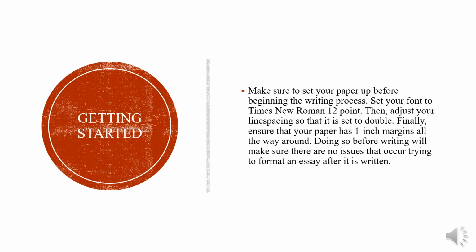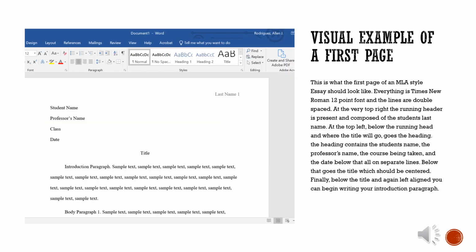Make sure to set your paper up before you begin the writing process. Set your font to Times New Roman 12-point font. Then, adjust your line spacing so that it is set to double. Finally, ensure that your paper has 1-inch margins all the way around. Doing so before writing will make sure that there are no issues that occur trying to format an essay after it is written. This is what the first page of an MLA-style essay should look like.